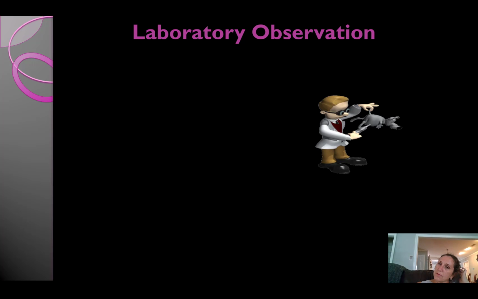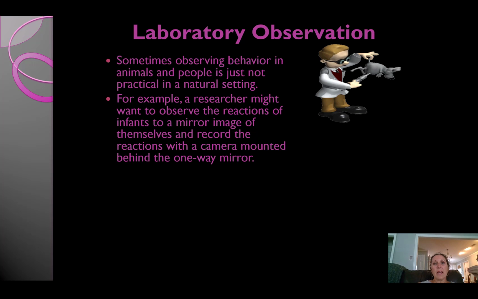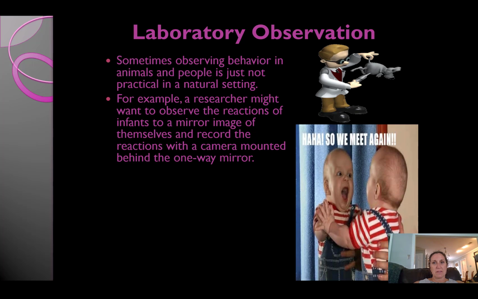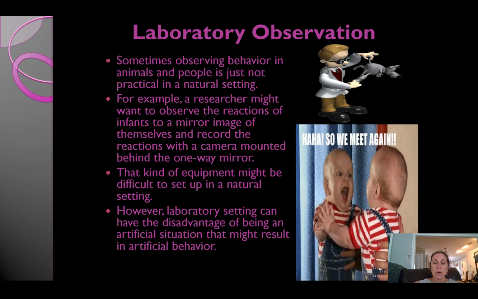All right, laboratory observation. Laboratory observation is observing behavior in animals and people. It's just not practical sometimes in a natural setting. So if you want to observe the reactions of infants to a mirror image of themselves and record them with a camera, you can't really do that in a natural environment, right? So you've got to set that up in a lab so that you can see what that looks like. The kind of equipment might be difficult to set up in a natural setting.